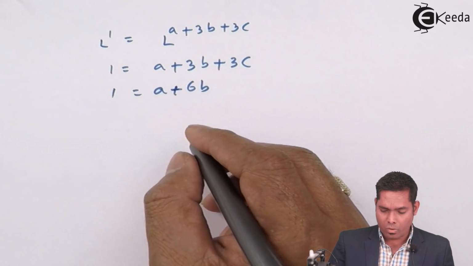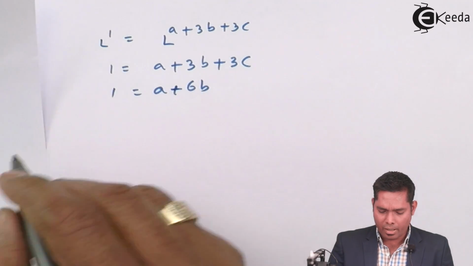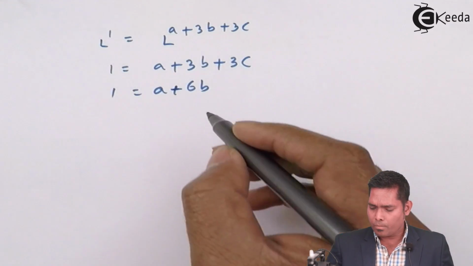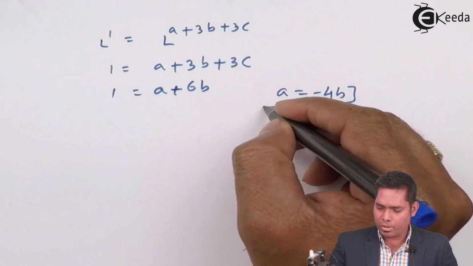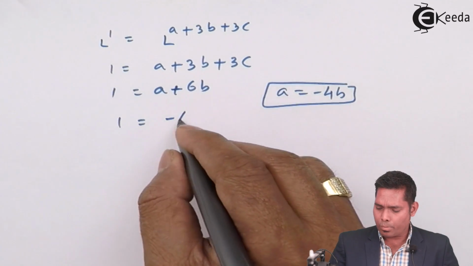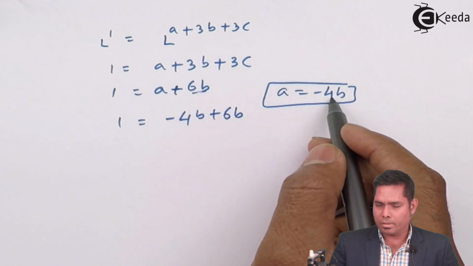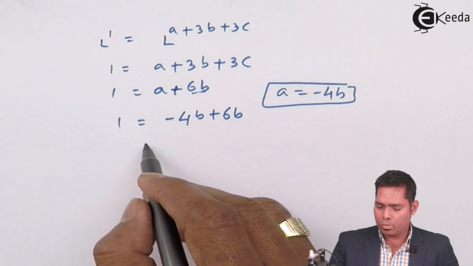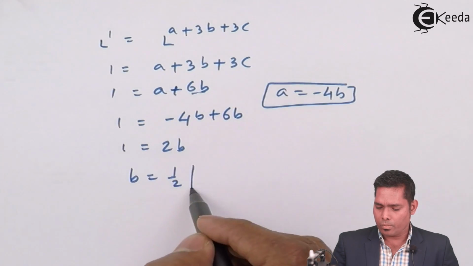I have another equation, a plus 6b is 1, and I have a is minus 4b. Already I know a equals minus 4b from the last expressions. I'll substitute this here: a as minus 4b plus 6b is already there. A is minus 4b, so this becomes 2b. So 1 is 2b and b equals 1 by 2.